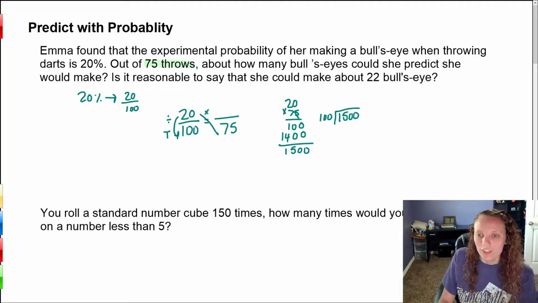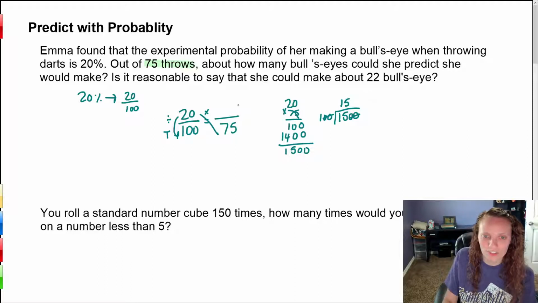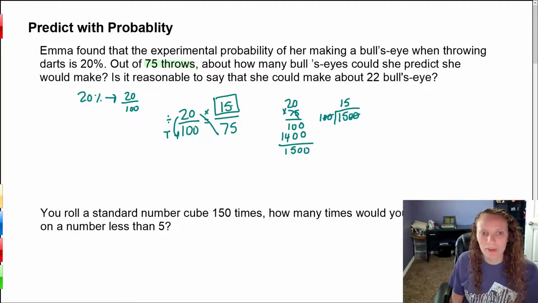Now I see 2 zeros inside, 2 zeros outside. There's a zeros trick. We can cross off 2 and cross off 2. So all this is 15 divided by 1, which is just 15. So out of 75 throws, we would expect her to make about 15 bullseyes.